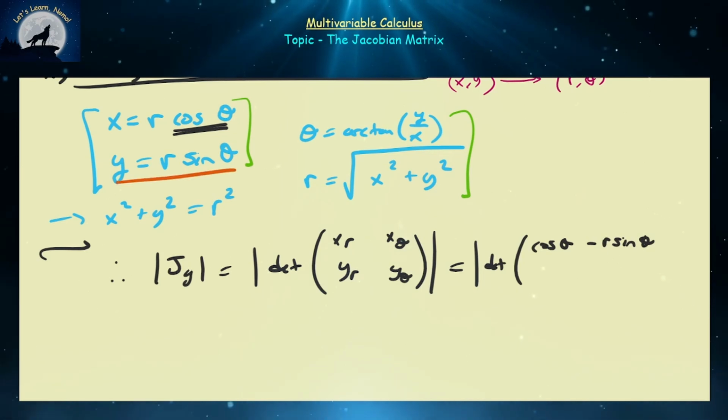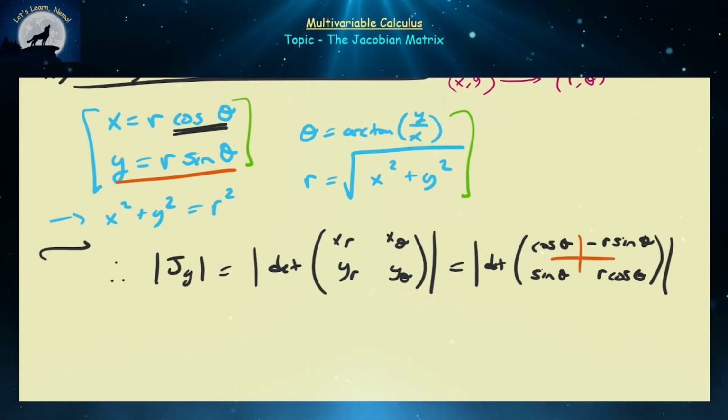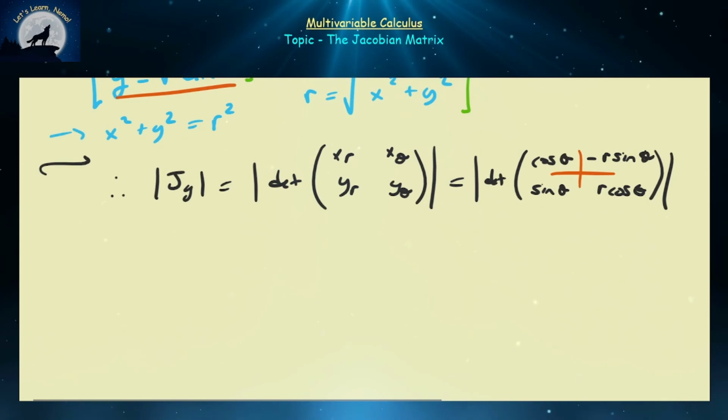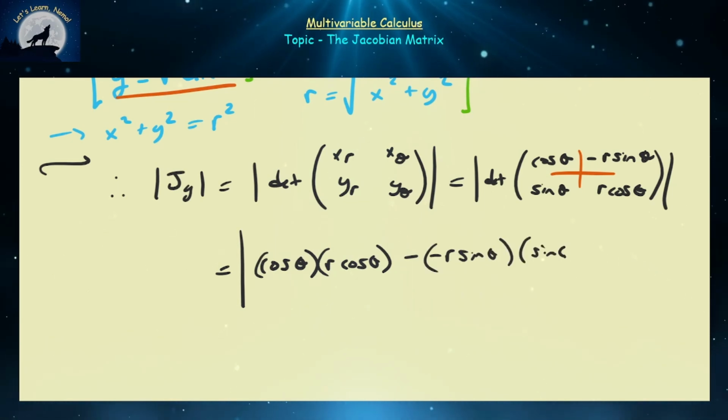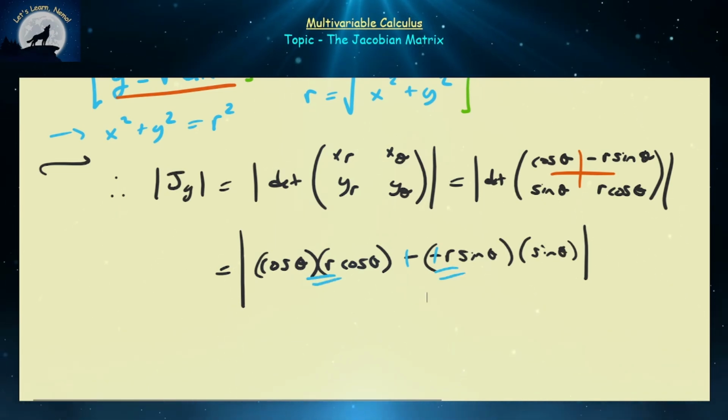Now let's do y. The derivative of y with respect to r is still just going to be equal to sine of theta. And the derivative of y with respect to theta is just going to be r cosine theta. Once we have our 2 by 2 matrix, we just apply our AD minus BC relation for this determinant. So that's going to be equal to cosine theta times r cosine theta, and then minus r sine theta times sine of theta. Notice that we have a minus and a minus that turns into a plus, and we have an r in both terms, so we can factor that r out.